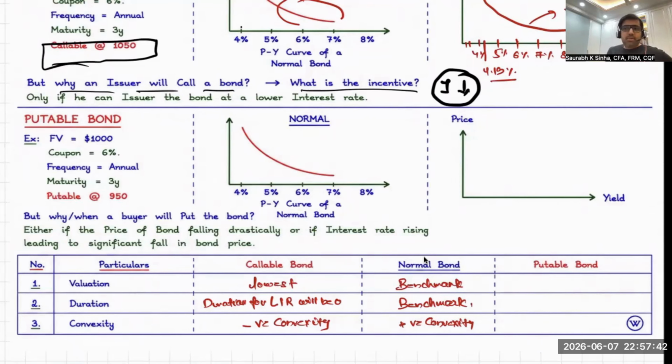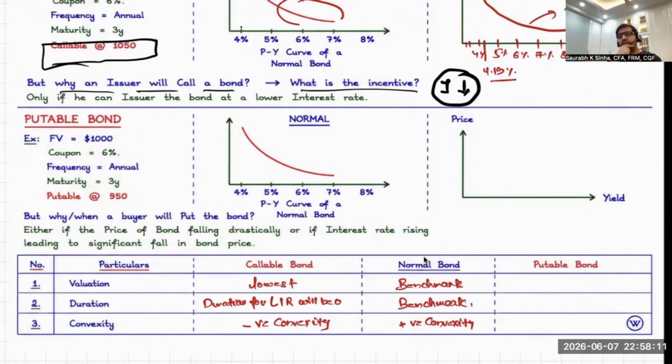Let's talk about the putable bond. Again, I have taken the same features and characteristics: face value 1000, coupon 6%, annual frequency, maturity 3 years. But it is putable at 950. We are giving the right in the hand of the bond buyer that they can sell the bond back to the issuer whenever they feel like at 950.